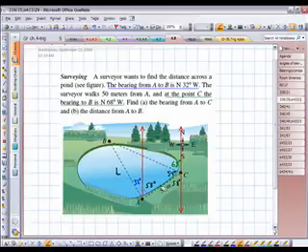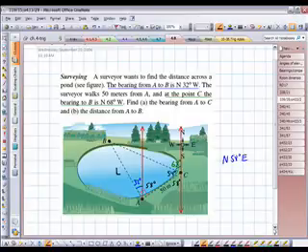And the bearing from C to B is 68, so that means this angle in here is going to be 68 degrees. So now we've got those angles, and the first thing we want to do is find the bearing from A to C. Well, we know that if this is 32 and this is a right angle, then this angle must be 58 degrees here because they must be complementary. So the bearing from point A to point C is going to be north 58 degrees towards the east.